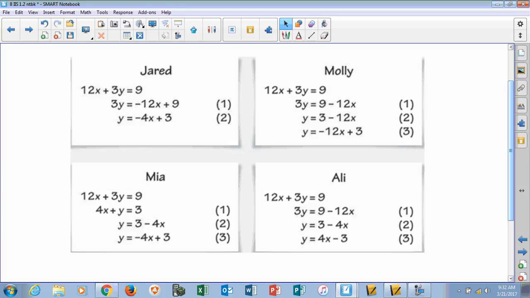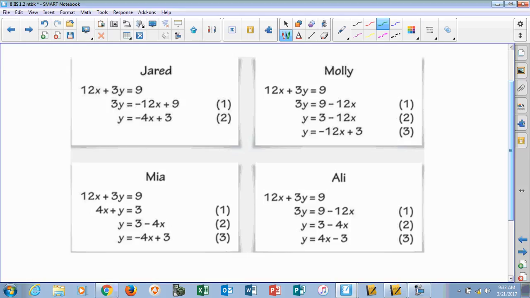Okay. Well, we look at Jared first. Okay. Well, the first one here. Okay, we got 12x plus 3y equals 9. Well, in this first step, you notice how there's nothing on this. The only thing by itself is the 3y, and the other side is the minus 12x.